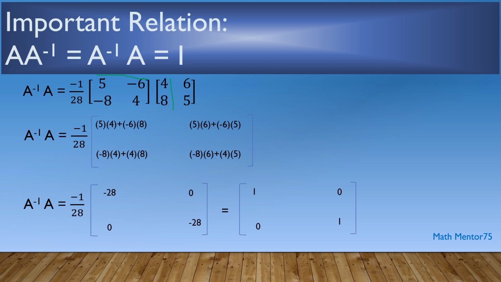And what is that? 1 0 0 1. Yes, you are right. This is an identity matrix. What is an identity matrix? It is a square matrix in which all off-diagonal elements are 0, but the diagonal elements are non-zero.